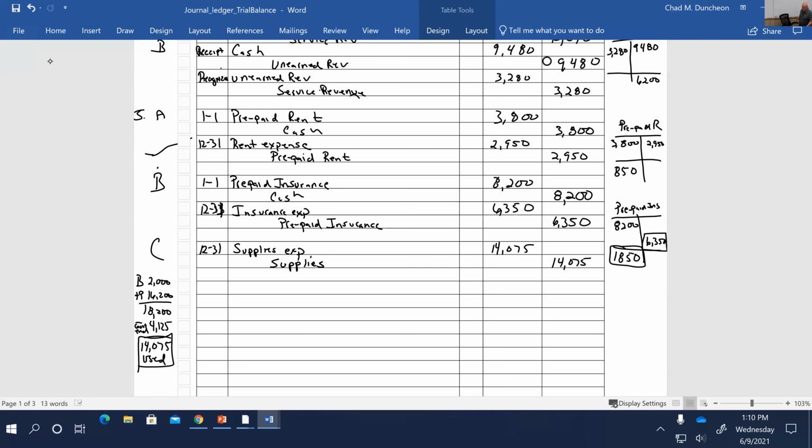This is the same thing as the other ones. If we were to omit these, we would be leaving out expenses, meaning our income would be higher than it should be. And in this case, our assets would be overstated. You'd be saying we have more prepaid rent than we have. We have more supplies than we actually have. It will look like we have a bunch of assets and fewer expenses.